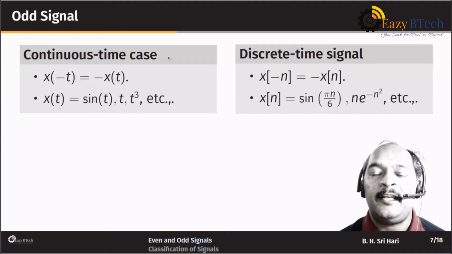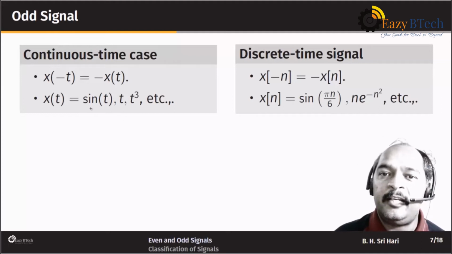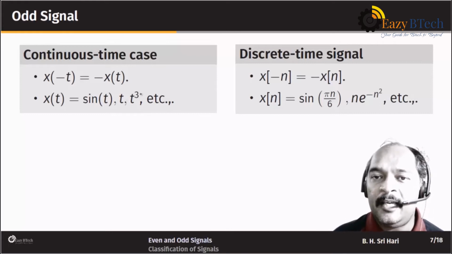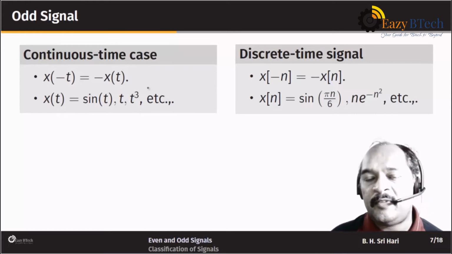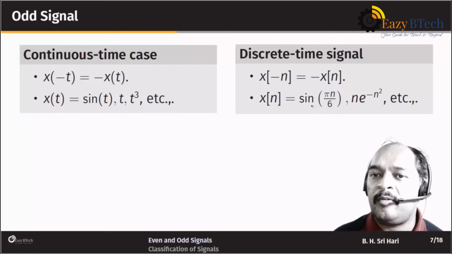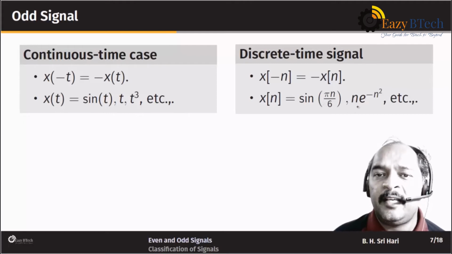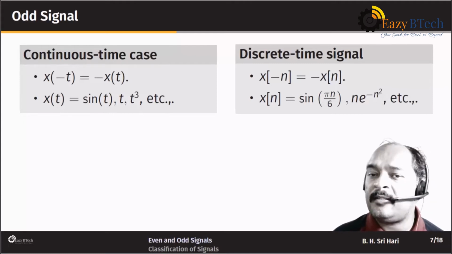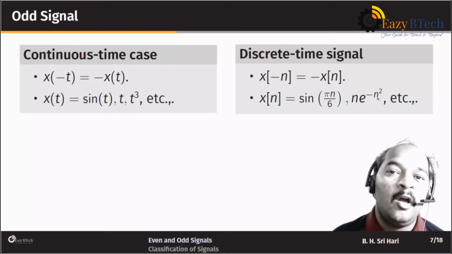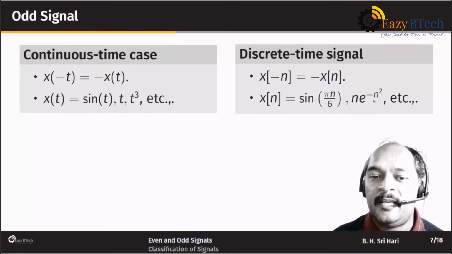Typical examples for the continuous time case are x of t equal to sine t, t cube, t power 5, t power 7, and so on. For the discrete time case, a few examples would be sine pi n by 6, n into e power minus n square, just n, n cube, n power 7, and so on. All those are examples of an odd signal.